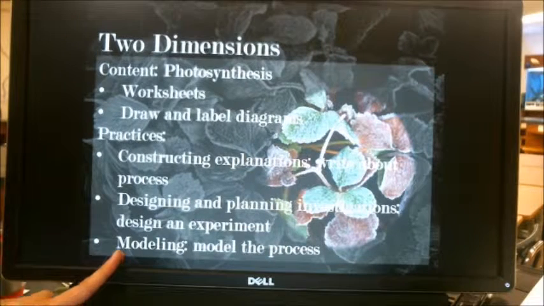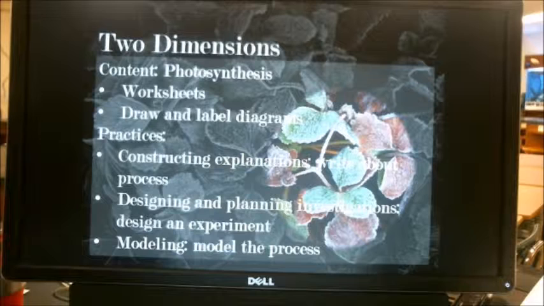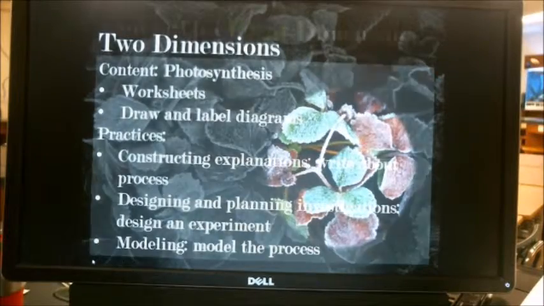And then we also modeled the process. We acted it out. We did things like that, but it was still not very rich. There was still something missing. So I wanted to do more, especially with this unit.